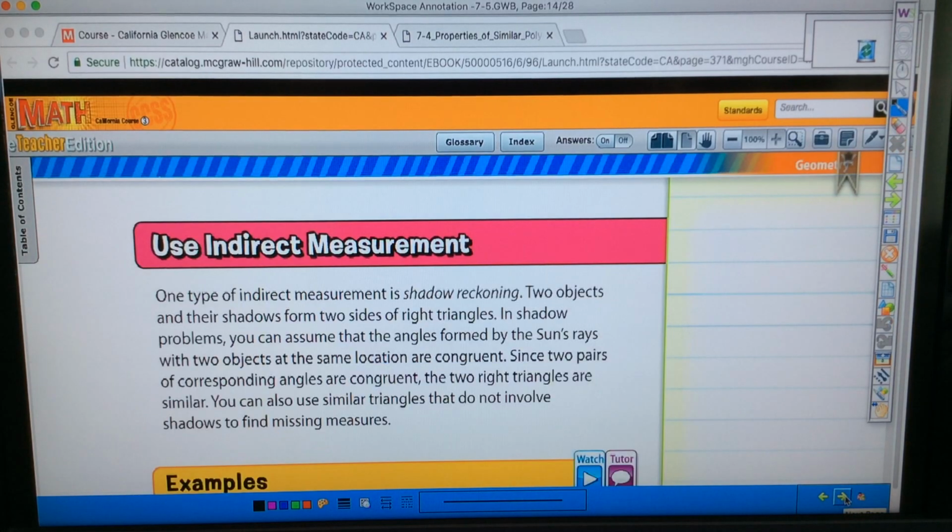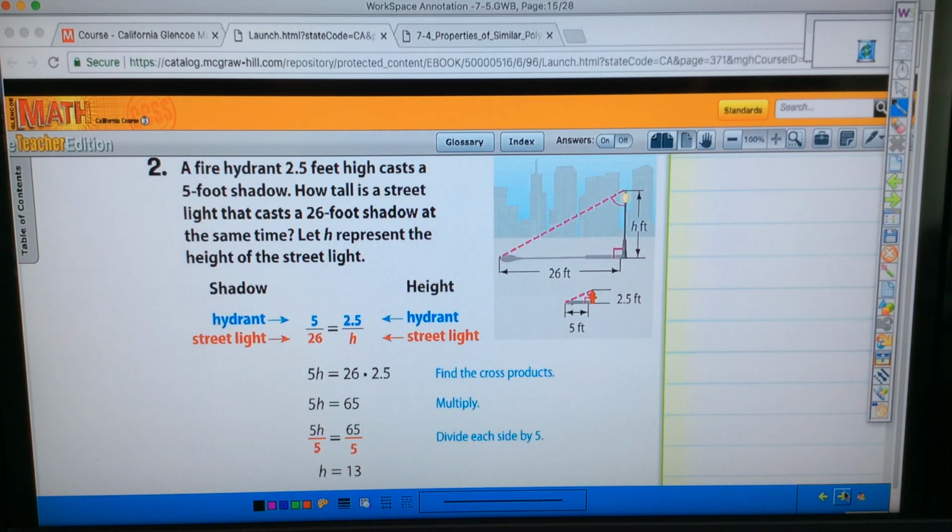Okay, let's change gears here. We're going to look at indirect measurement. One type of indirect measurement is shadow reckoning. 2 objects and their shadows form 2 sides of right triangles. In shadow problems, you can assume that the angles formed by the sun's rays with 2 objects at the same location are congruent. Since 2 pairs of corresponding angles are congruent, the 2 right triangles are similar. You can also use similar triangles that do not involve shadows to find missing measures. So there's a couple of different ways you're going to see these problems.